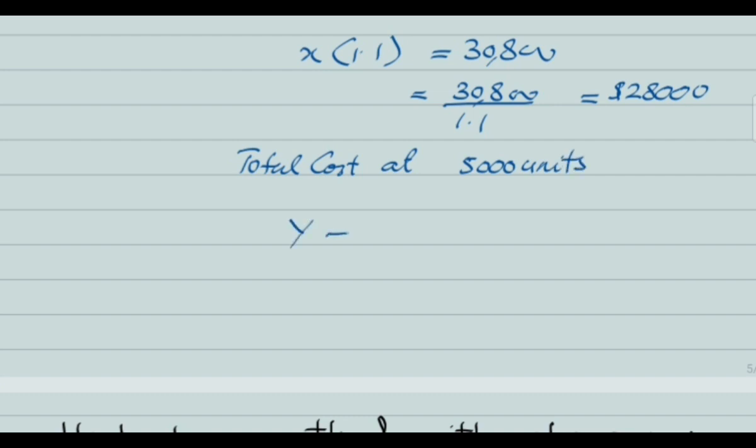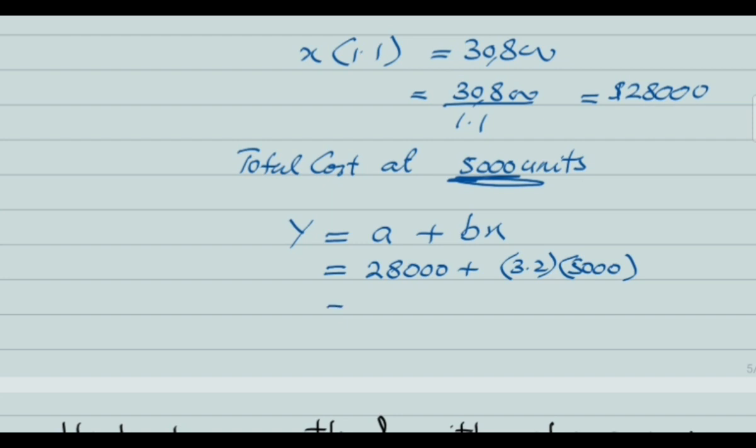So we can use that equation of y is equal to a plus bx. Here y represents total cost, a stands for fixed cost, b stands for variable cost, and x stands for level of activity. So fixed cost we have calculated as 28,000, b variable cost is 3.2, and we have to consider the total cost at 5,000 of activity level. So it will be $44,000 in total at 5,000 units of level.